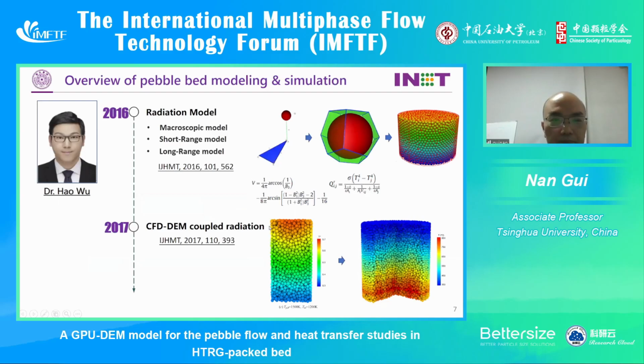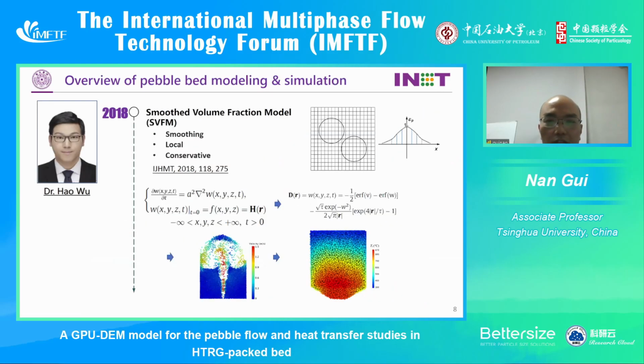Because the pebbles are very large, if we use the CFD-DEM method, we find the flow field for the cooling gas uses very coarse meshes, so we do not get enough information about the cooling gas flow.